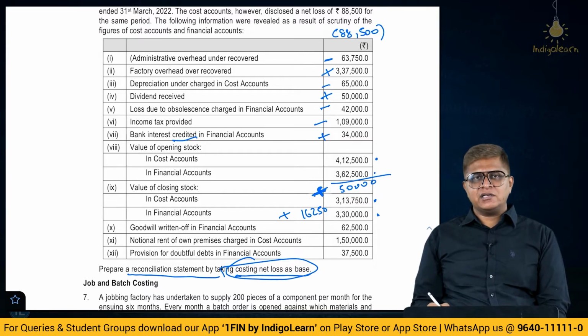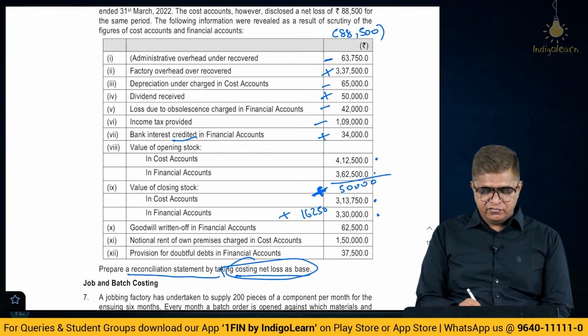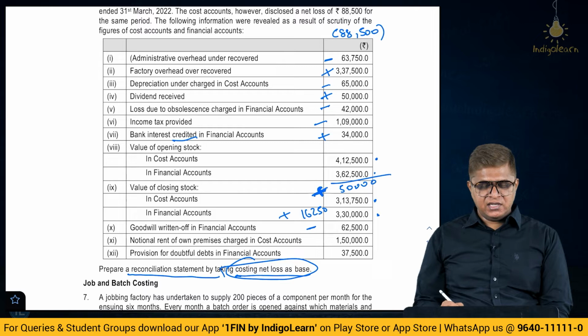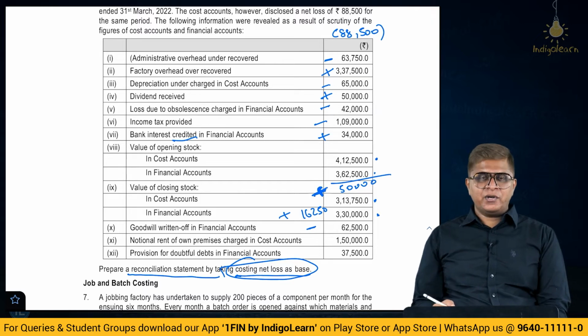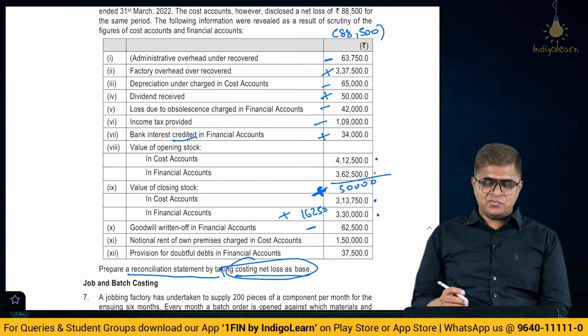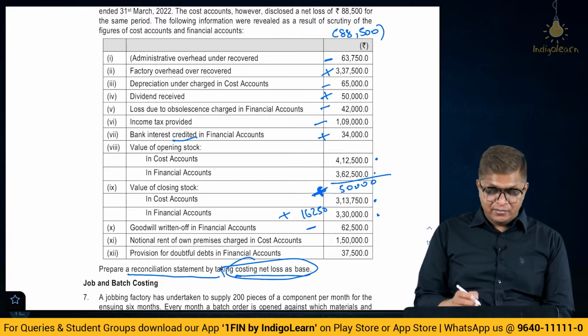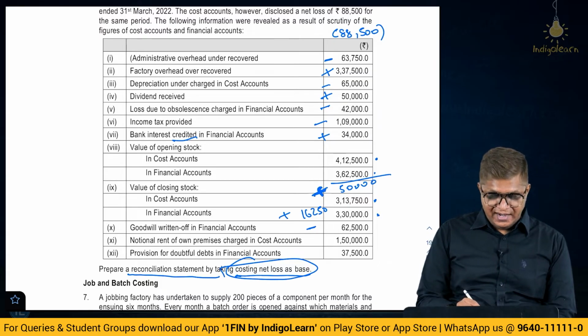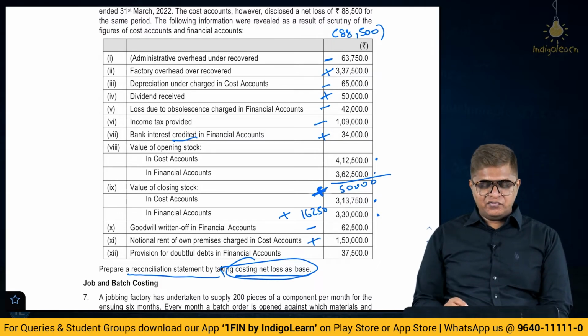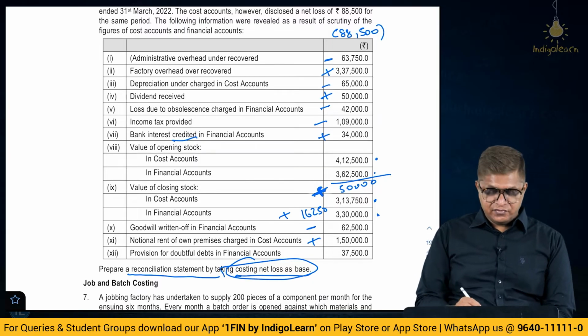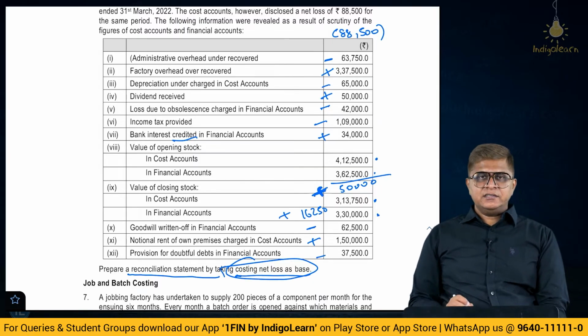Goodwill written off in financial accounts. Only in financial accounts it is written off. We need to now write off. Notional rent of own premises charged in cost account. So it has been charged. We need to remove it. So we will add back. Provision for doubtful debts only in financial accounts, we need to adjust for that.